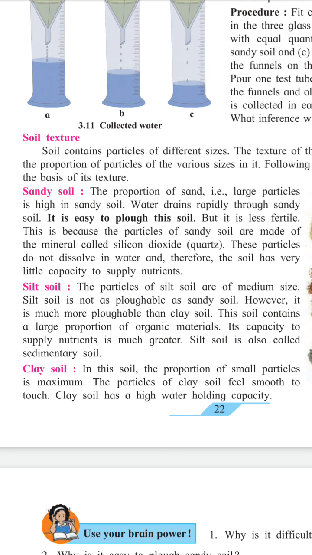It has very high capacity to hold water, hence it does not support growth of many plants and crops. It becomes marshy. Why? Because water can't drain properly from it. It is fertile but roots cannot penetrate easily because it is not aerated, so very few plants grow in it.